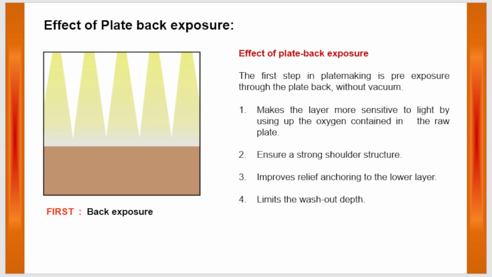We come to step number 1, the back exposure. The back exposure is from the back of the plate. What are the effects of plate back exposure? The first step in plate making is pre-exposure, which is back exposure through the plate back without vacuum. It makes the layer sensitive to light by using up the oxygen contained in the raw plate, ensures a strong shoulder structure, improves relief anchoring of the lower layer, and limits the washout depth.